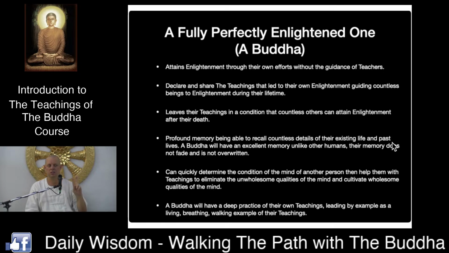The second criteria is that once an individual gets to enlightenment by themselves, they're going to then dedicate the rest of their life to sharing their independently discovered teachings with countless people. And countless people are going to get to enlightenment during that period of time. So Gotama Buddha got to enlightenment at the age of 35 and he died at the age of 80. So for 45 years, he shared teachings with countless people, and countless people got to enlightenment during that period of time.